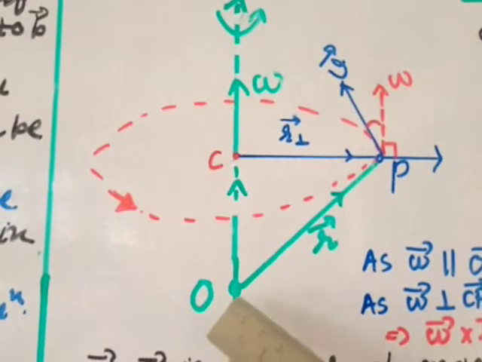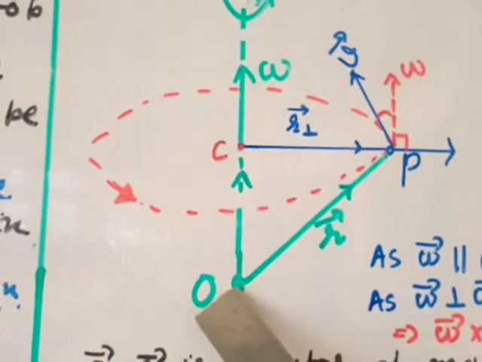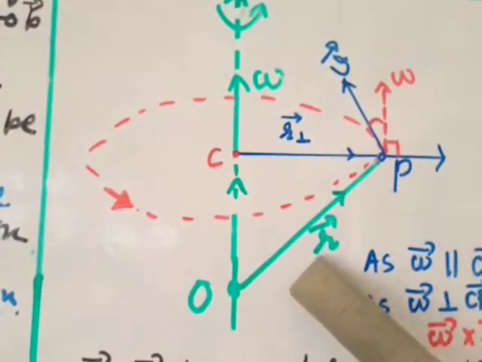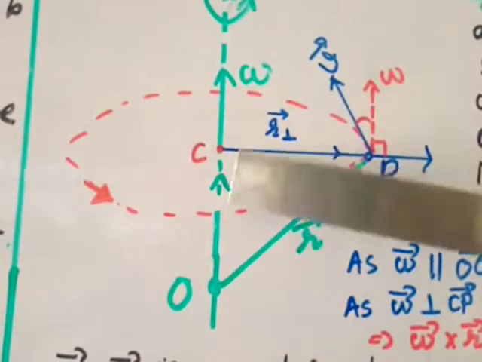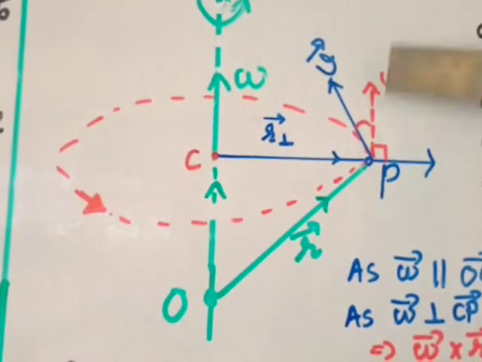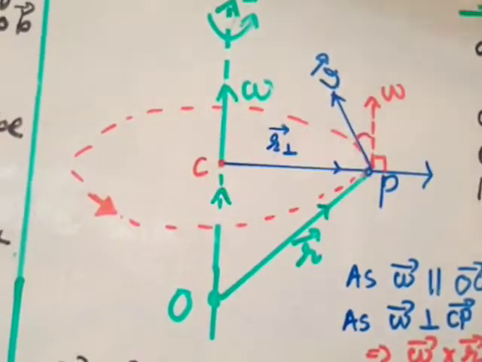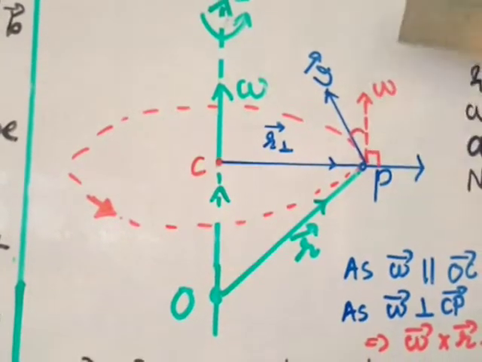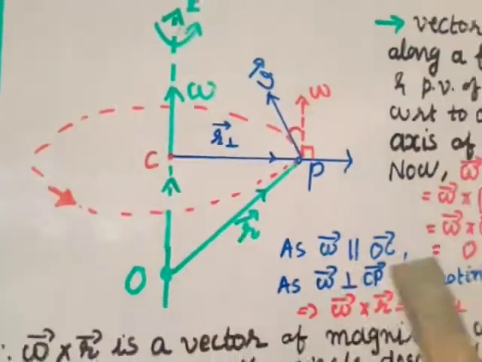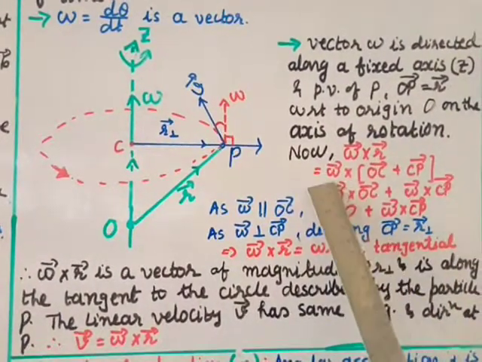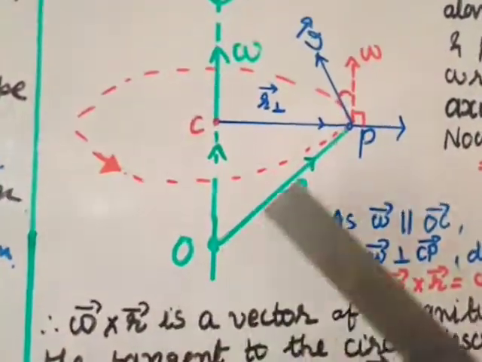Suppose the center of the axis is here, O. Then the position vector of this point P is given as OP, vector R. Omega is angular velocity, so it will also be here for point P, perpendicular to the axis, the radius. Now, as I said, we want to find omega cross R. So write omega cross R, omega as it is, cross R. Now this vector R I have to define.